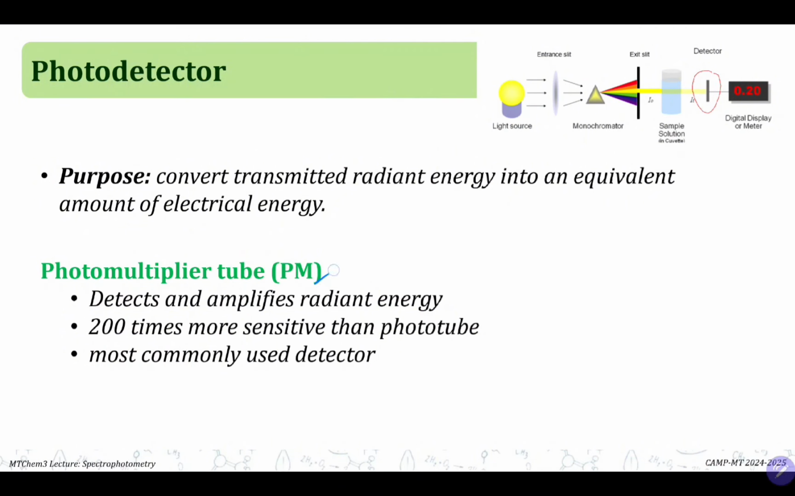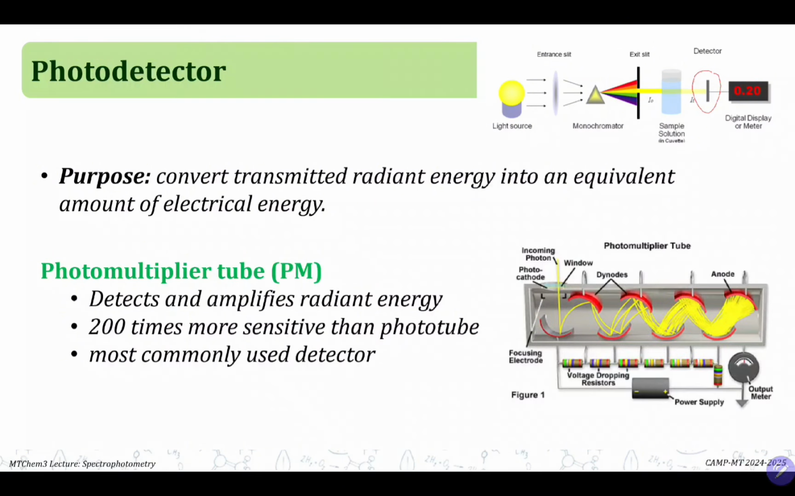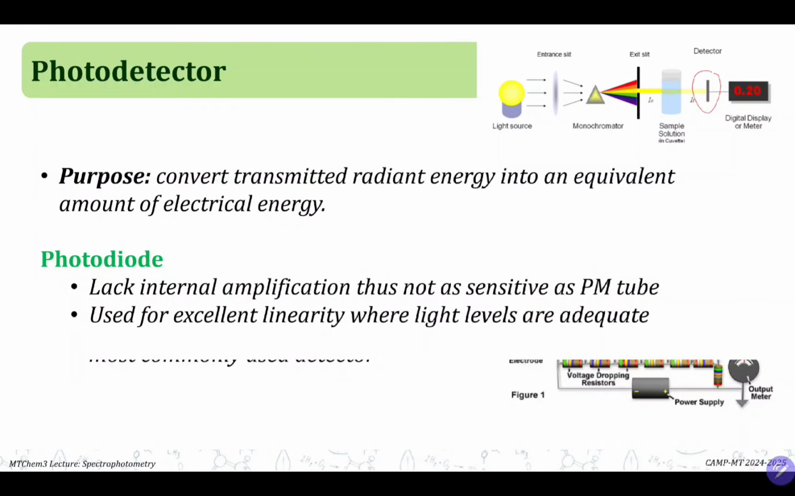Next is your photomultiplier tube. Your photomultiplier tube, or simply PM, detects and amplifies radiant energy and is 200 times more sensitive than your phototube. That's why it's the most commonly used detector. And lastly, you have your photodiode. Your photodiode lacks internal amplification, thus it's not as sensitive as your photomultiplier tube. But it is used for excellent linearity where light levels are adequate.